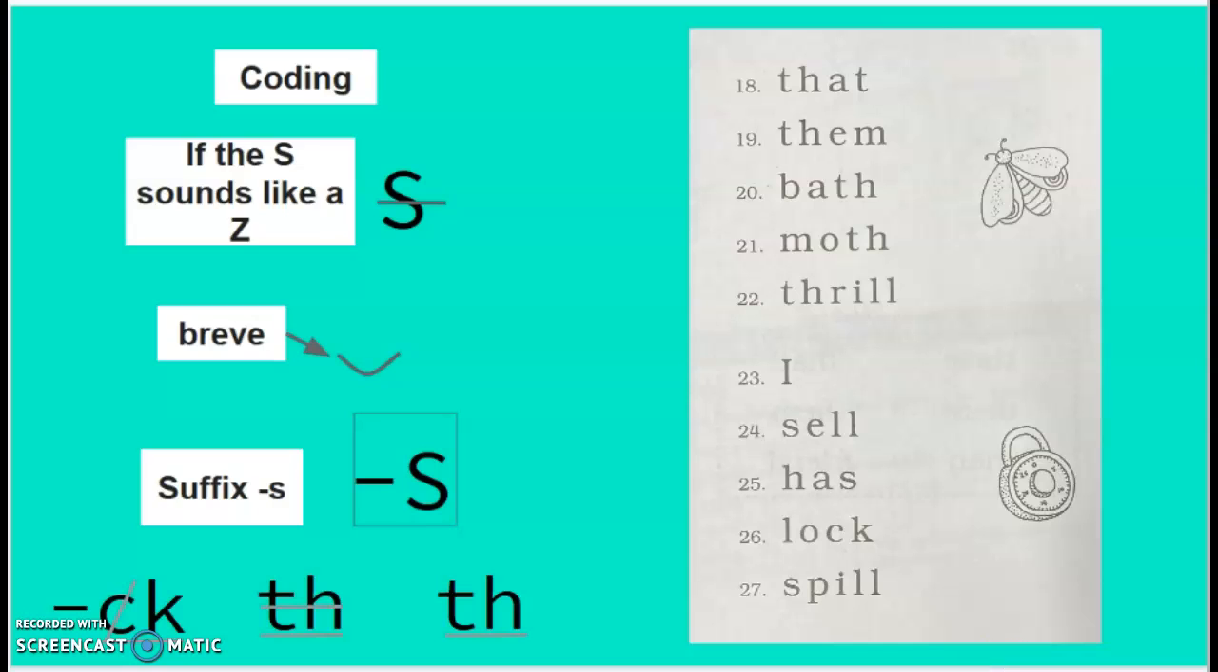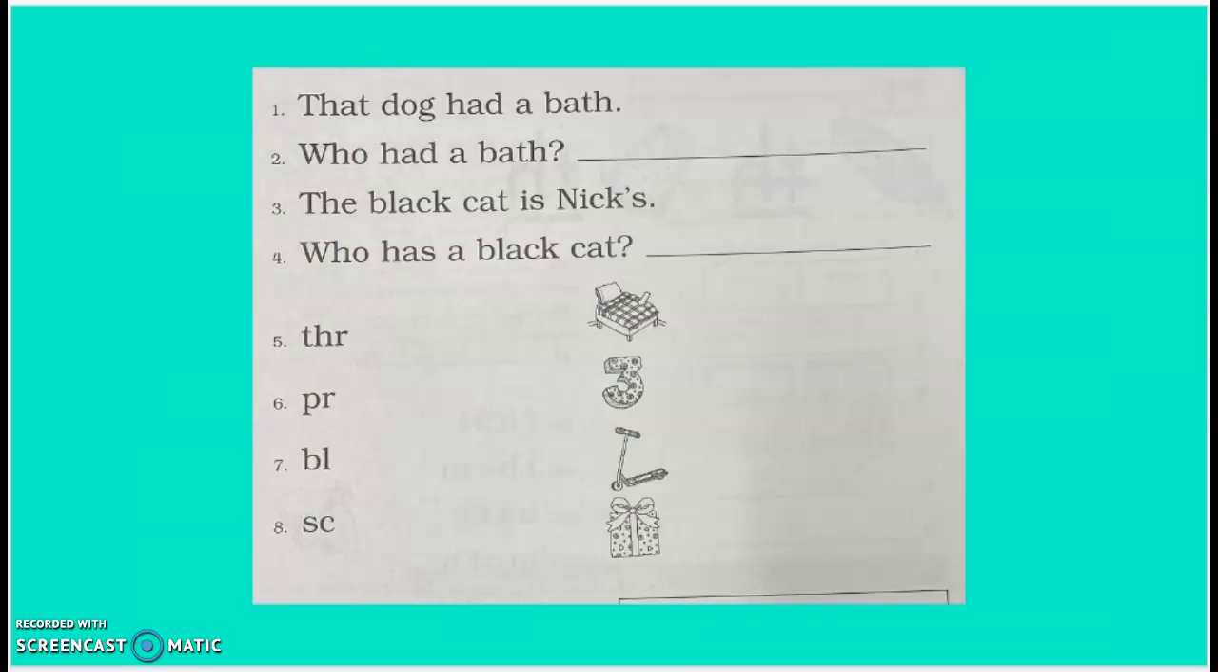Now go ahead and practice coding these words. Go through 18 and 27 and code the vowels with a straight line or a breve, and look and see if there's any CKs and code the THs correctly. Then flip it over to the back.